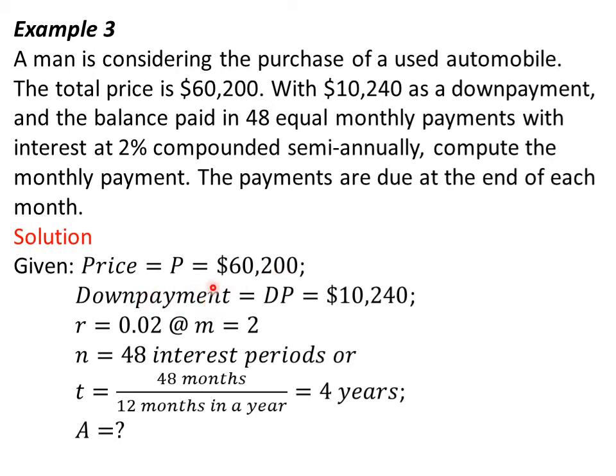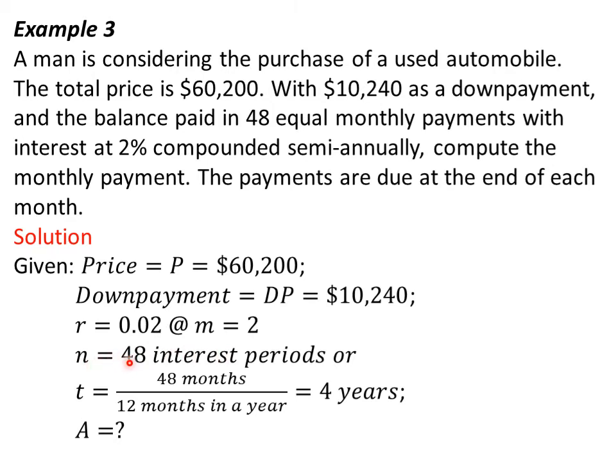And you also have a down payment. Let's assign DP as down payment. The down payment is $10,240. And you have the rate, which is 2% compounded semi-annually. So M equals 2. Then you have N. N equals 48 interest periods.